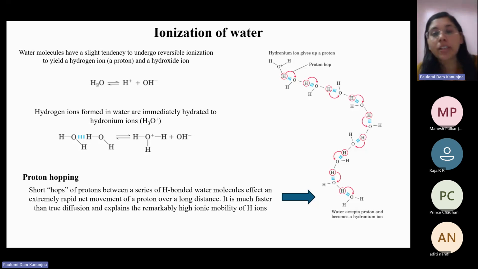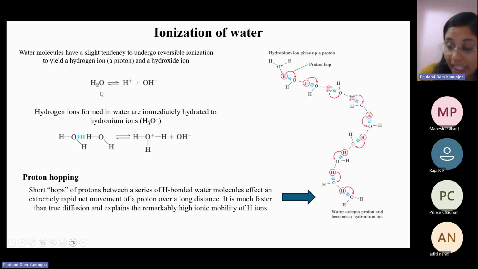So this topic that we had already discussed in the previous session is called ionization of water, and this is one of the major components of this week's lecture notes as well. So this one we have already done last week, but let's do it once again. Water has a slight tendency to undergo reversible ionization to yield hydrogen and hydroxide.